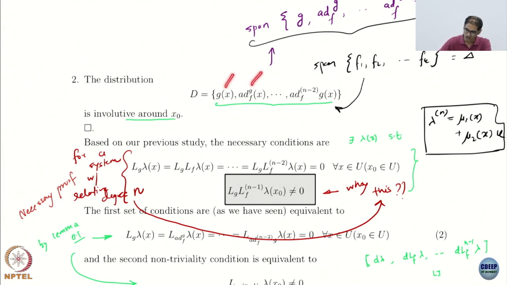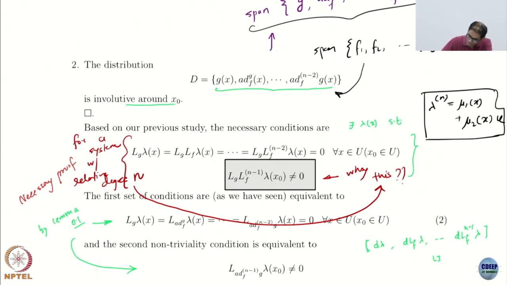Because I already said G, ad_f G, these are all linearly independent. So what would be the dimension of this distribution? How many vectors does it have? N minus 1. And what is the size of each vector? N. So this is an N by N minus 1 matrix. What is the rank of this distribution then? N minus 1, it cannot be more than that. So the rank of D is n minus 1. This is why I have the non-singularity. I have already assumed involutivity, so I can immediately invoke the Frobenius theorem and say that this distribution is completely integrable, because it is non-singular and involutive.